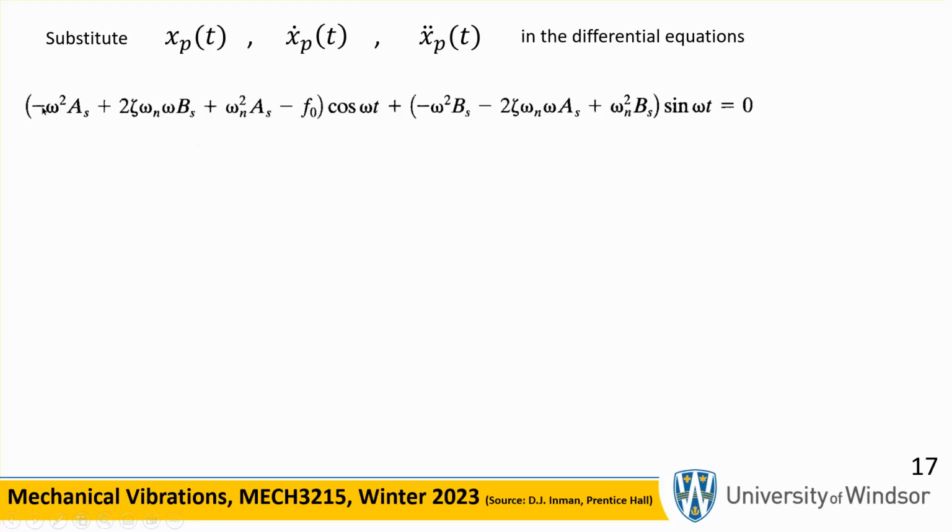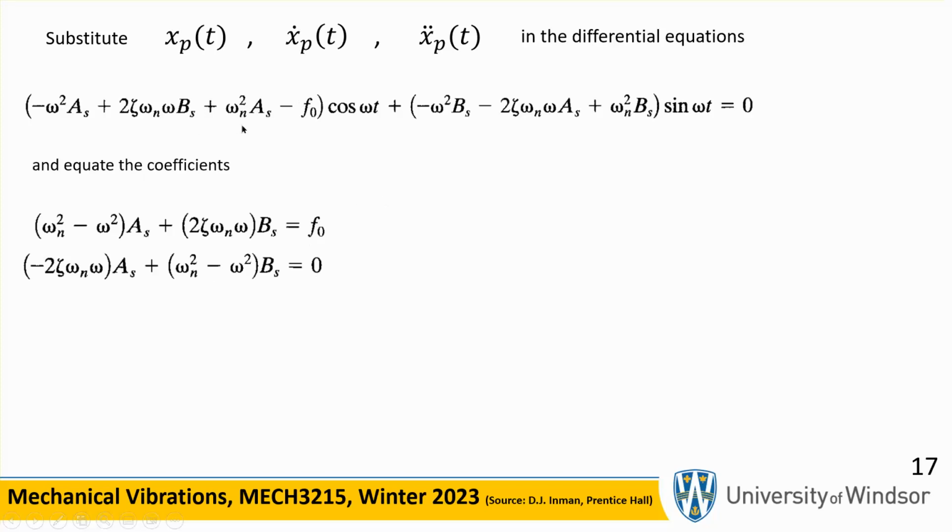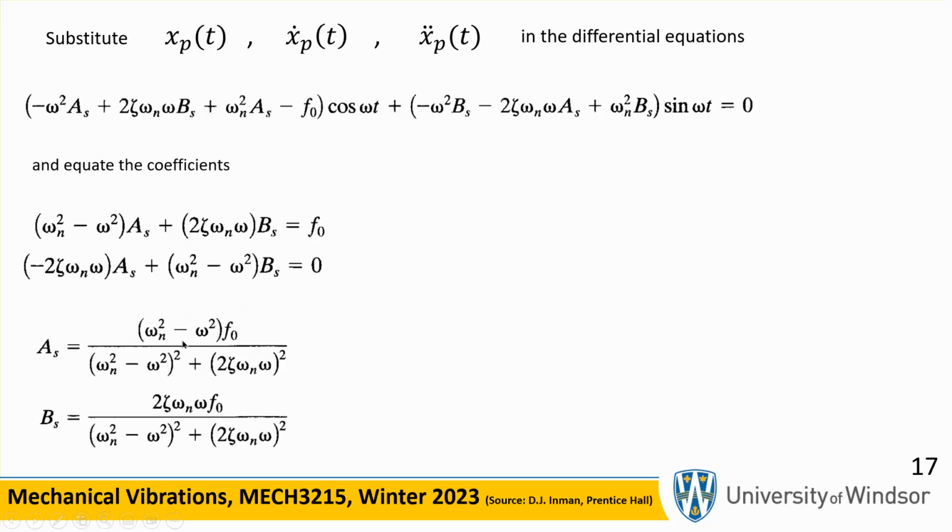Why did we write it like that? We have something times cosine of omega t plus something times sine of omega t equal to 0 for all time. The only way that can happen for all time is if these two parentheses are 0. If you make this thing equal to 0, you get that. If you make this thing equal to 0, you get this. Solve for AS and BS. Being in your fourth year or third year, you know how to solve two equations and two unknowns? Right there. So just look.